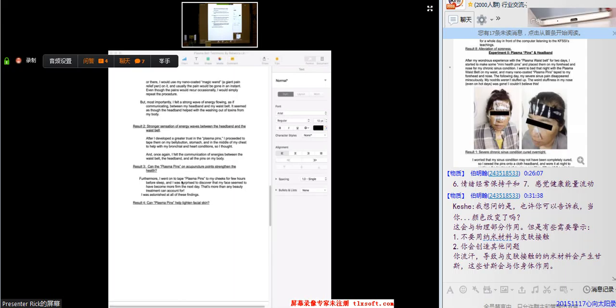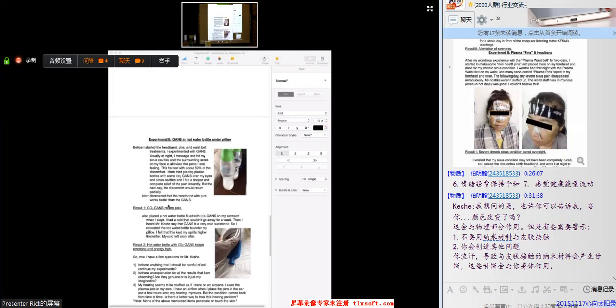Furthermore, I went on to tape plasma pins to my cheeks for a few hours before sleep, and I was surprised to discover that my face seemed to have become more firm the next day. That's more than any beauty treatment can account for. I was astonished at all of these findings. Result 4, can plasma pins help tighten facial skin?